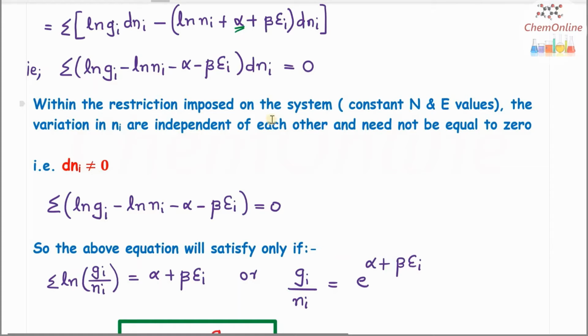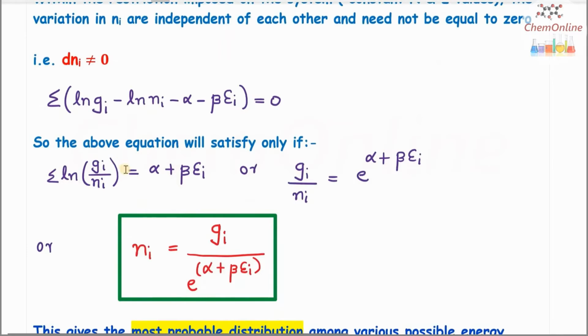But we have a restriction on the system that the total number of particles is a constant, the total energy is a constant. That means the variations in ni, that is the variation in the number of particles, are independent of each other and need not be equal to 0. That means dni need not be equal to 0. Then which term will be 0? Log gi minus log ni minus alpha minus beta epsilon I is equal to 0.